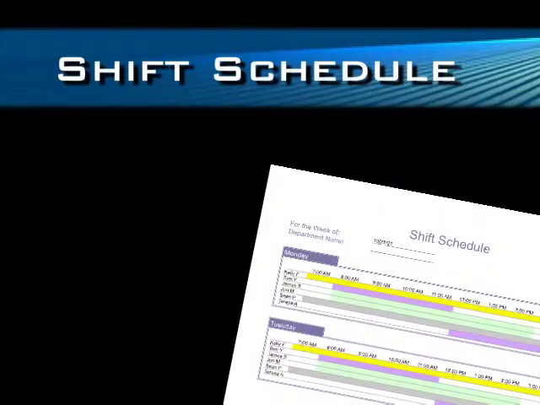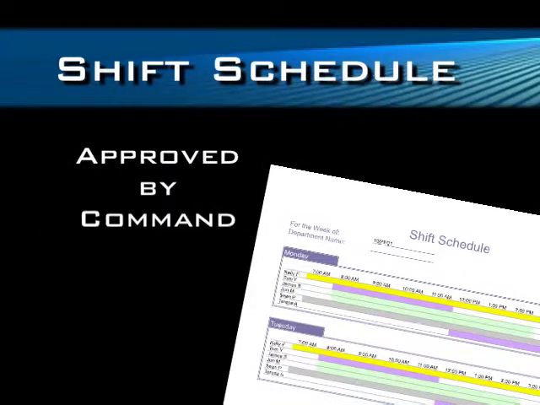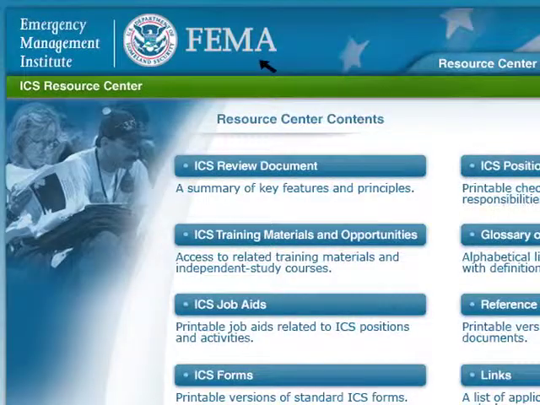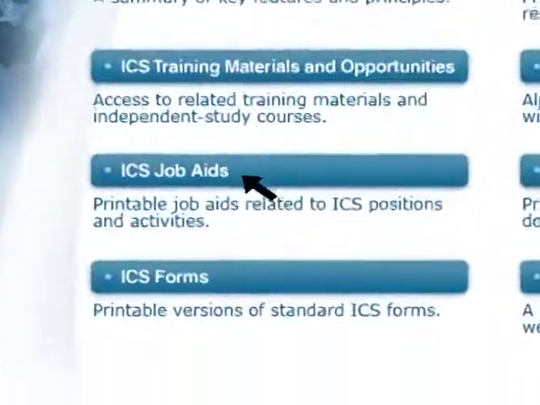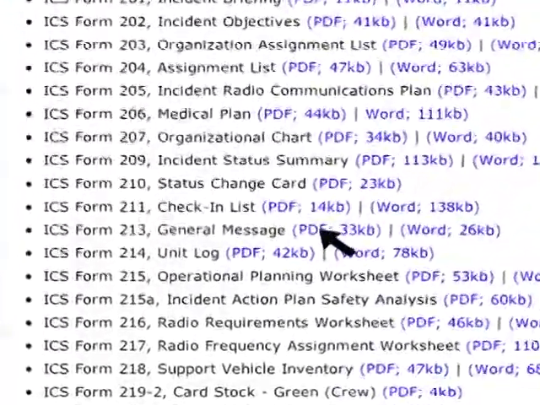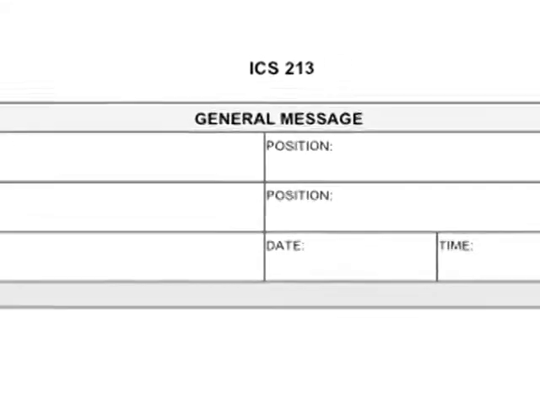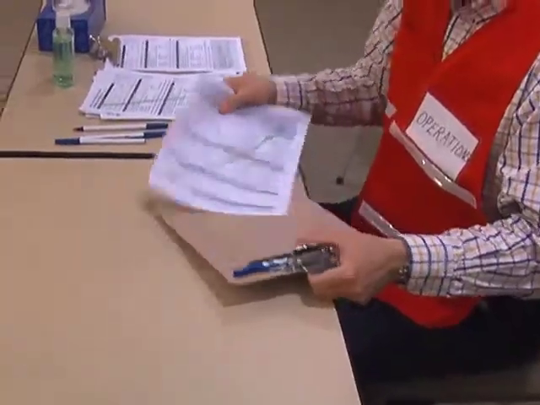Shift schedules for pod staff should be created by planning in collaboration with logistics and then be approved by command. ICS forms are available as templates from FEMA, the Federal Emergency Management Agency. They can be used as they are or customized by your Fresno County Department of Public Health, DOC. Planning has a special relationship with ICS forms because you'll not only use them, but also collect and collate them to carry out your mission.